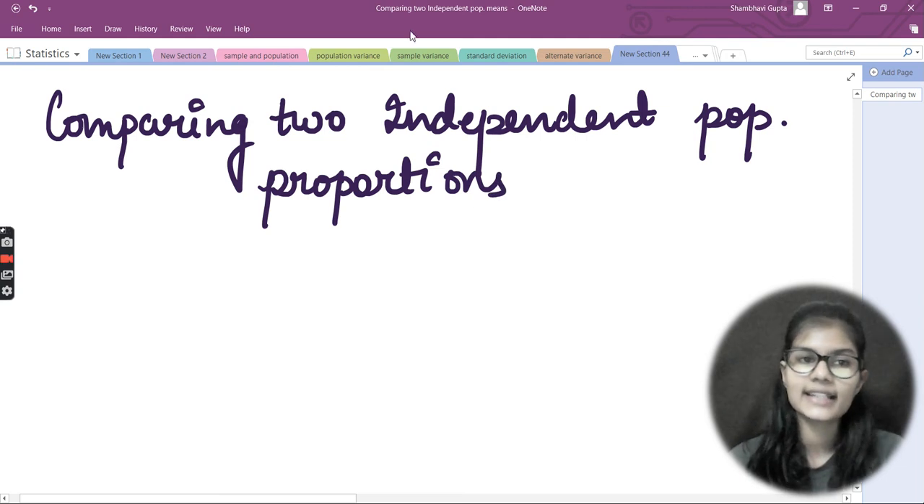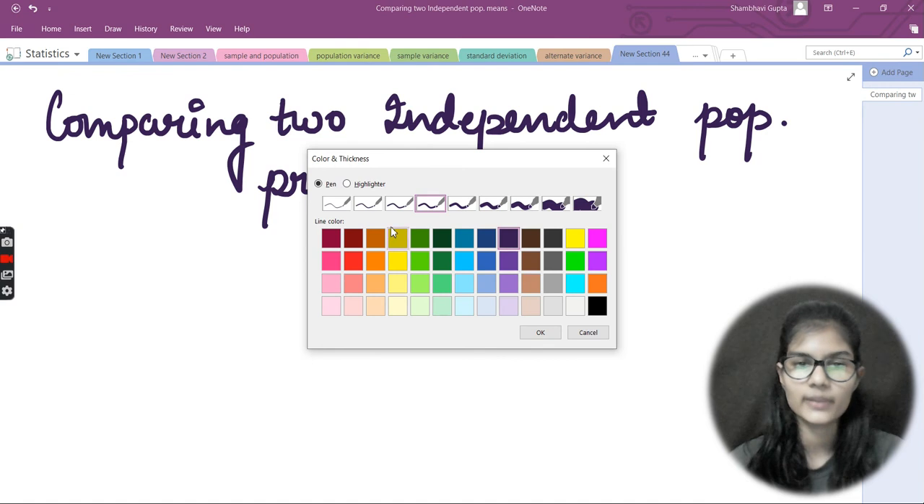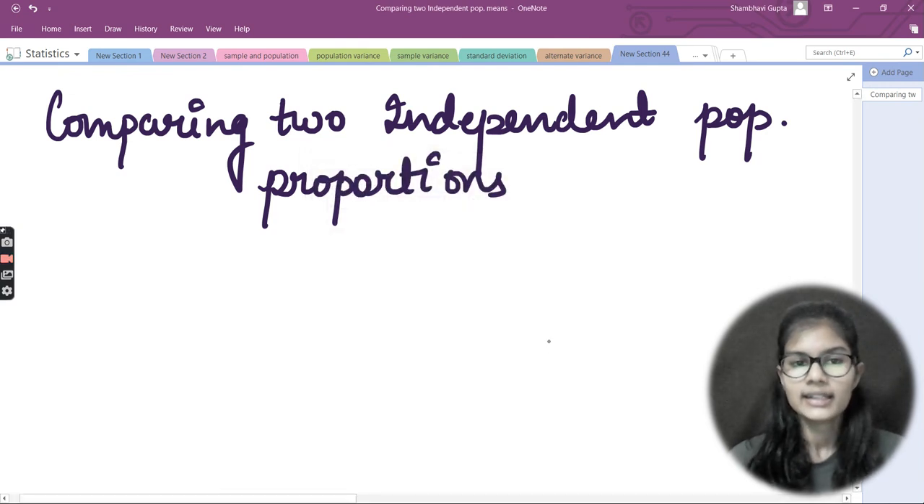Okay, this is basically the next topic which we are going to discuss today: comparing two independent population proportions, right?